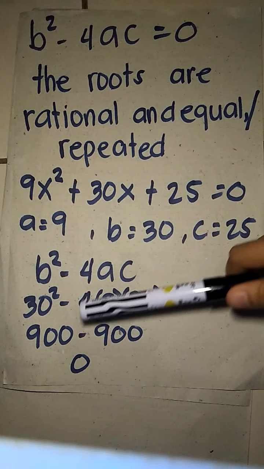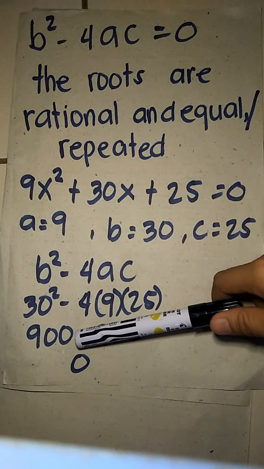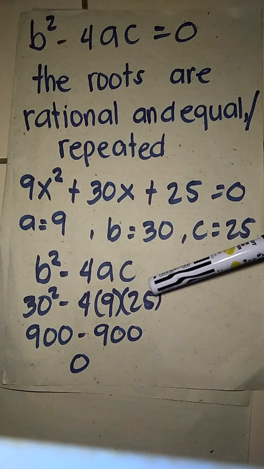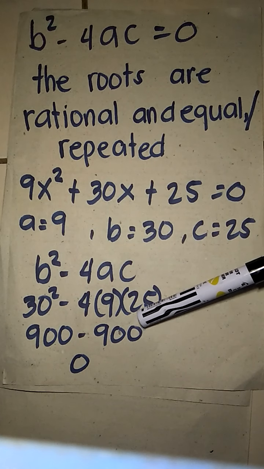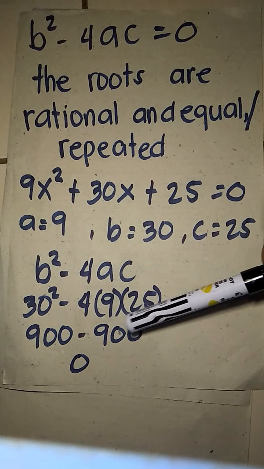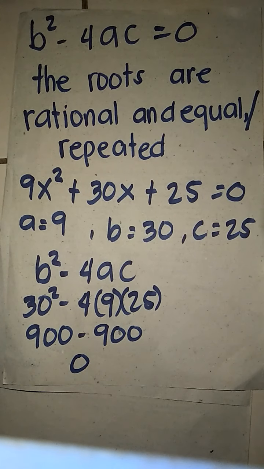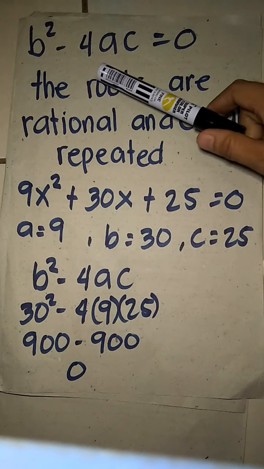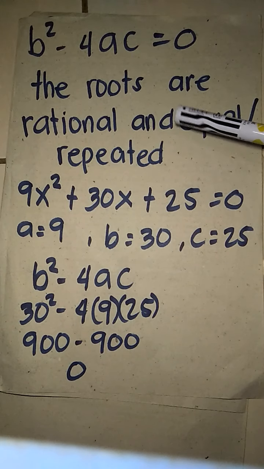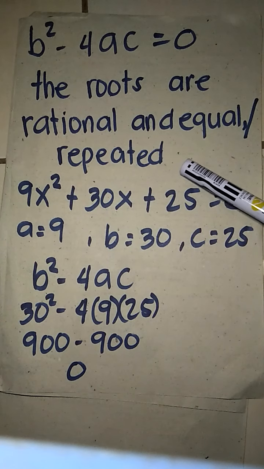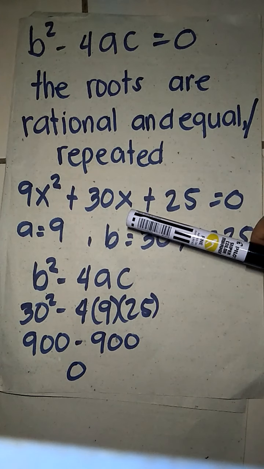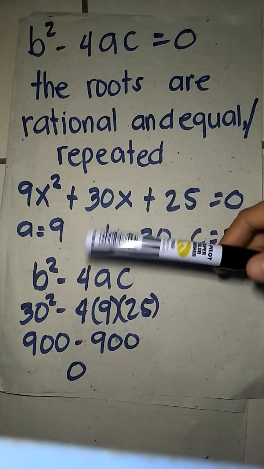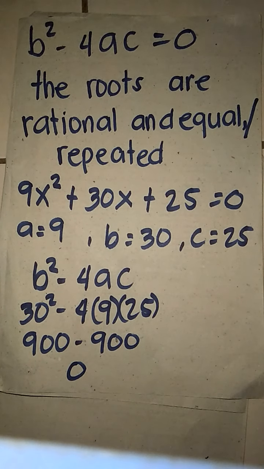So what is 30 squared, or 30 times 30? That is 900. Then 4 times 9 is 36, right? Then 36 times 25 is 900. So 900 minus 900 is 0. So our discriminant is 0. So what are the roots? If the discriminant is 0, our roots are rational and equal or repeated. Again, the roots are rational and equal or repeated if the discriminant is equal to 0.